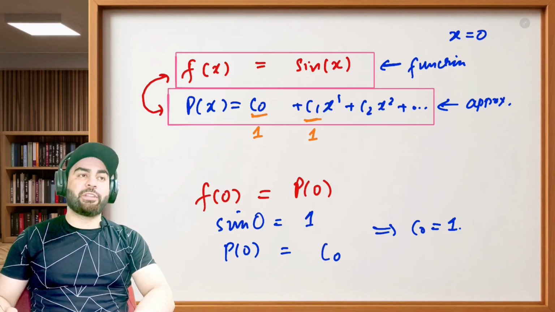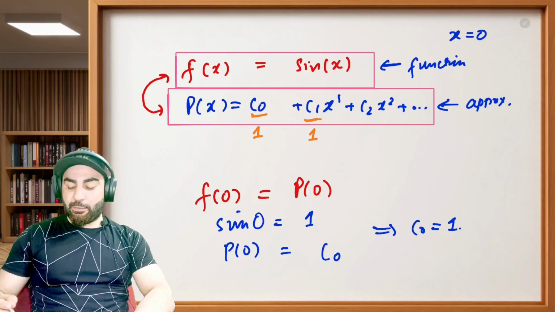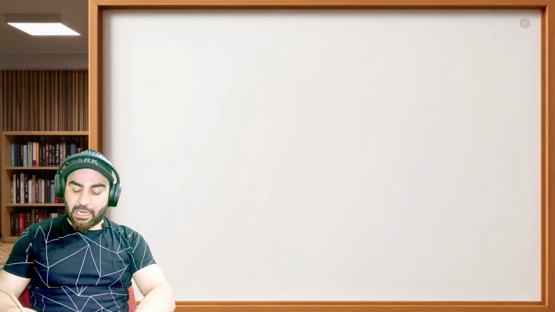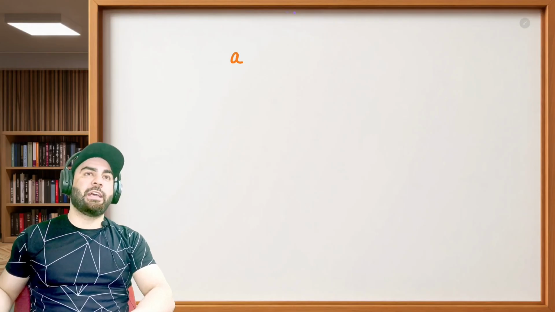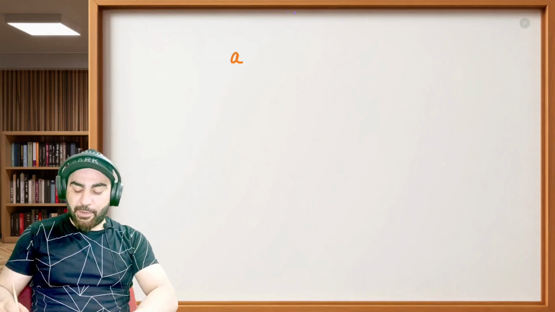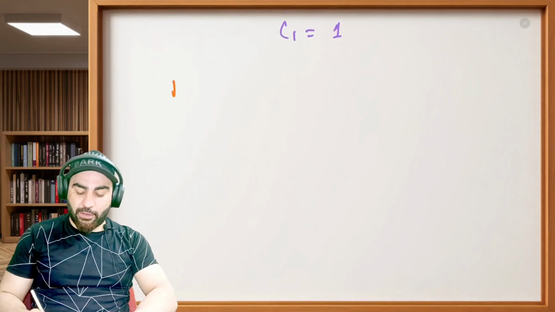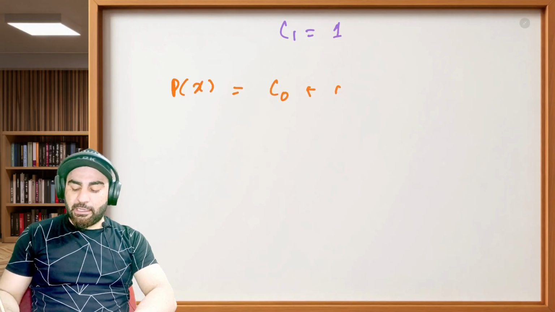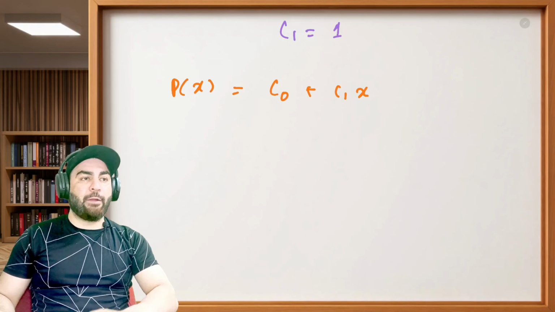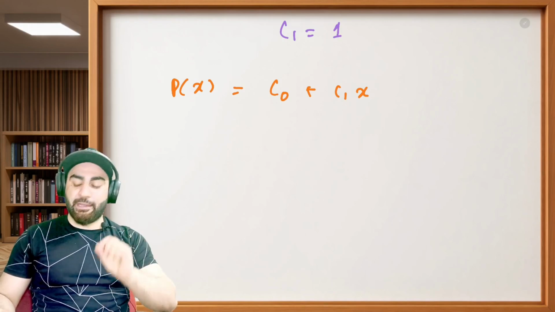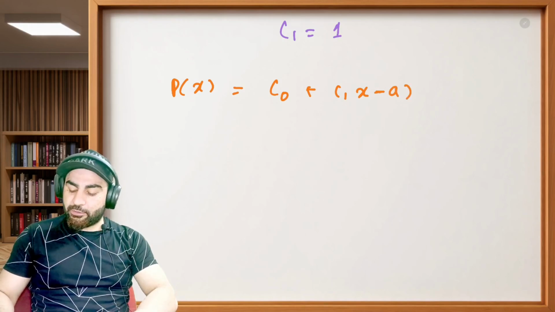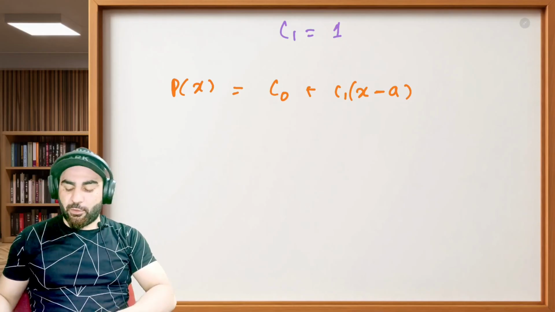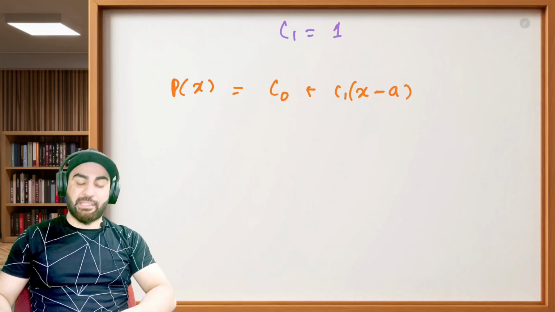Now if you want to generalize it, suppose at the neighborhood of some point a, which is a little bit away from this x, we center the series around that point by writing x minus a. So for the approximation p of x, initially we wrote c naught plus c1 x. Now, to evaluate at some point a, we write x minus a, so that you shift the curve and point a becomes the center.